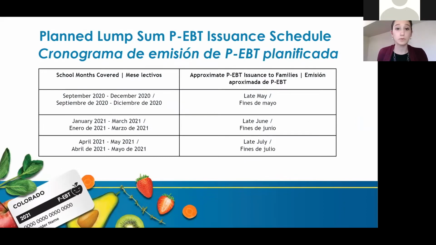So households will begin to receive P-EBT benefits starting in late May for the 2020 to 2021 academic year. There are 3 planned lump sum payments for late May, late June, and late July.